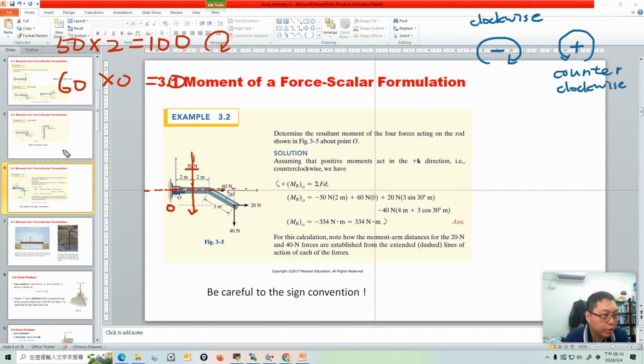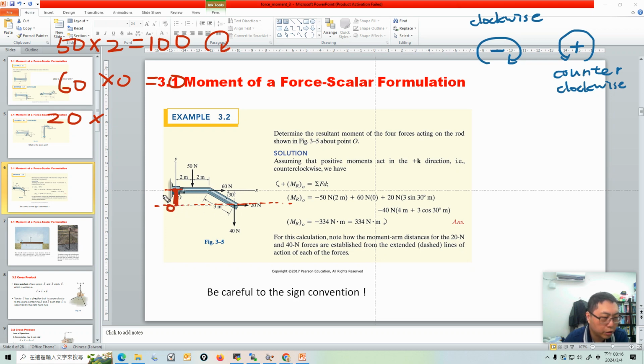And the next thing is the 20 Newton force. 20 Newton of force is here. Its line of action is here. Make an extension of the force vector, and the reference point O is here, so this lever arm is here. So what's the distance here?